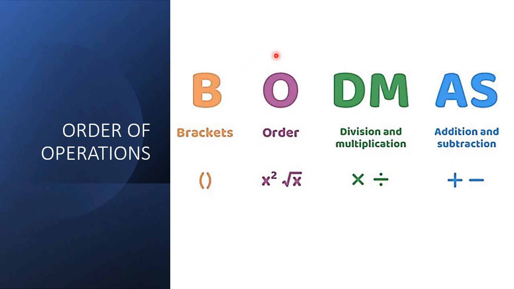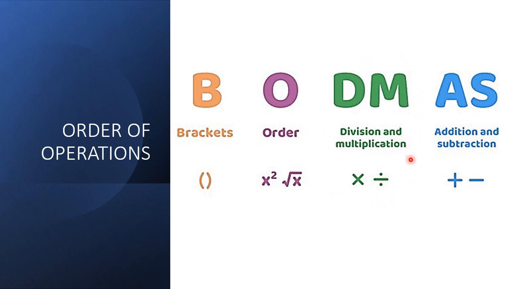And then second on the priority list, you have your orders. What are your orders? Those are your exponents and your roots. So expressions that contain exponents and roots, make sure you evaluate them second on the priority list. And then thirdly, we have our division and multiplication.